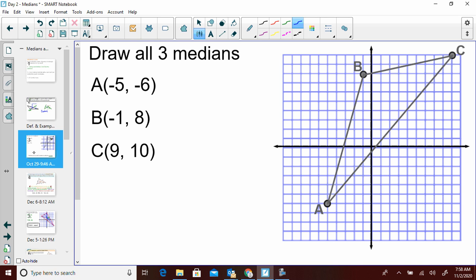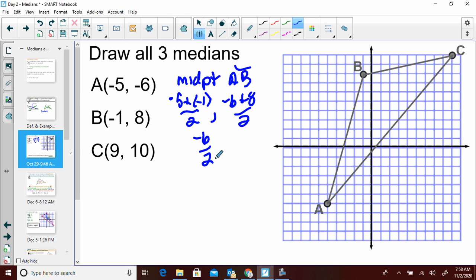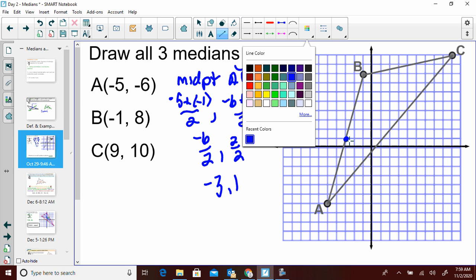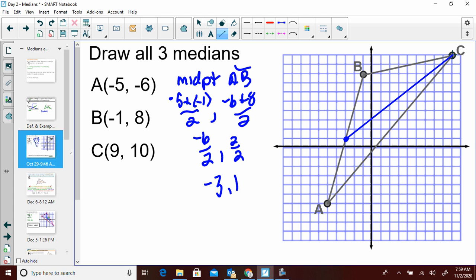So let's find the exact medians. Let's start with the median to AB. So we're going to need the midpoint of AB. -5 plus -1 over 2, -6 plus 8 over 2. 6 over 2, 2 over 2: -3, 1. Now, if it is the midpoint of AB, the median will come from C.